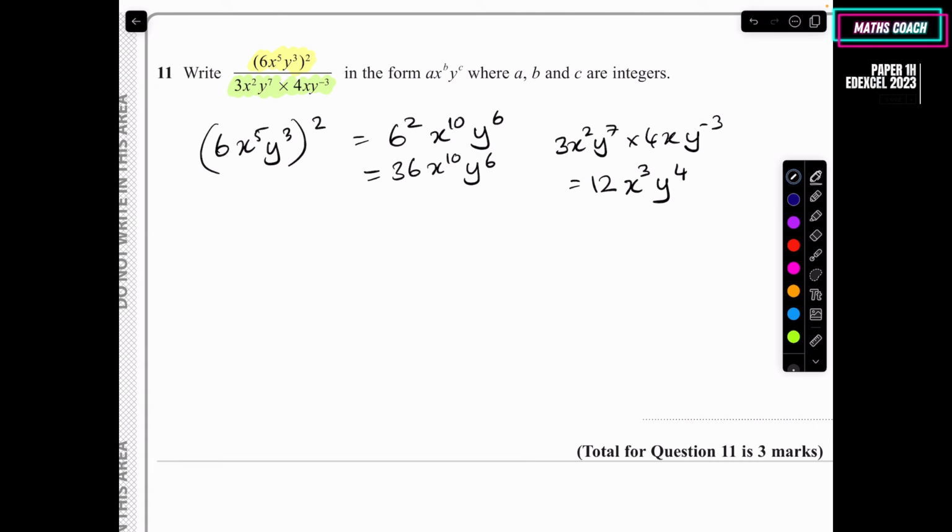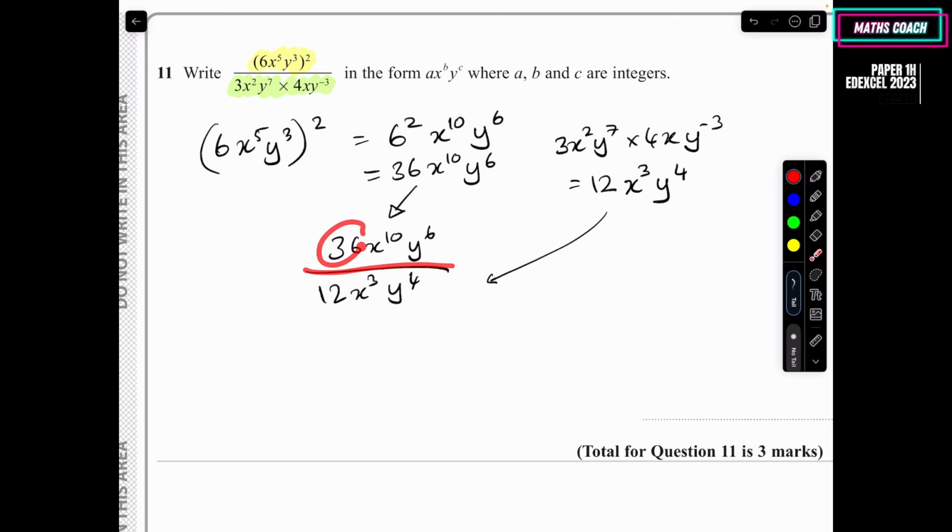And that's the bottom. Now, if we put them on top of each other, this one was on the top. So that's 36x to the 10, y to the 6. And that one was on the bottom. So 12x cubed, y to the power of 4. Now we're ready to do the next part. So the next part is division here. All right, so 36 divided by 12. How many 12s go into 36? That's 3, a big 3, so that's gone.